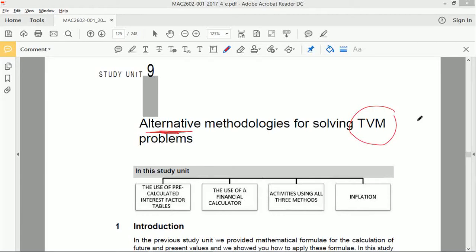Okay, you ready? Okay, so Study Unit 9, alternative methodologies for solving TVM problems. Okay, obviously if it's an alternative, it's looking at a different way of calculating things.